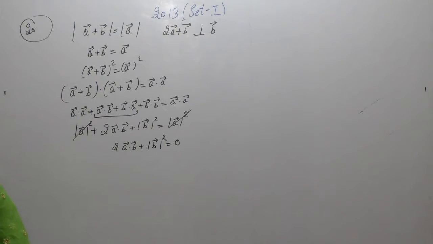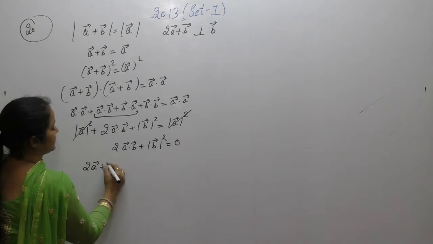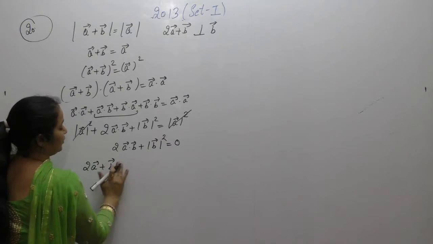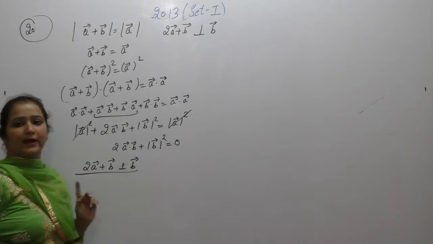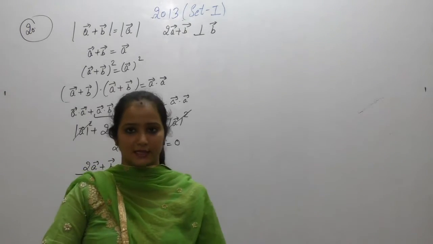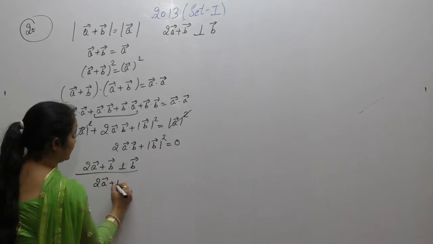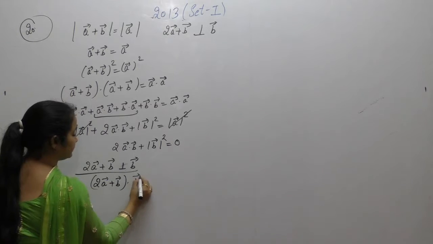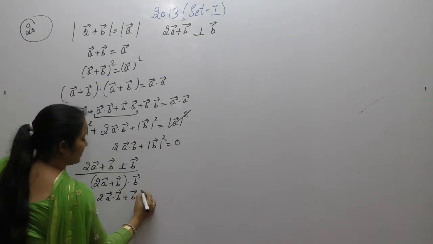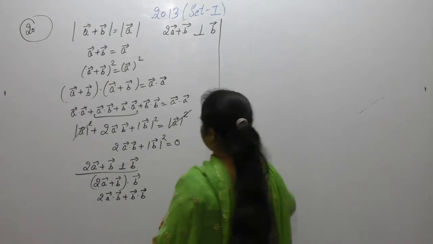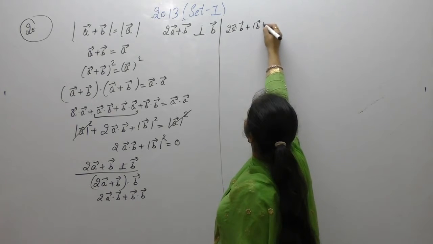Now we want to prove that 2A vector plus B vector is perpendicular to B vector. These two vectors are perpendicular if their dot product is 0. So first take the dot product of these two vectors. What do we get? 2A dot B plus B dot B, that is 2A dot B, and B dot B is magnitude of B square.